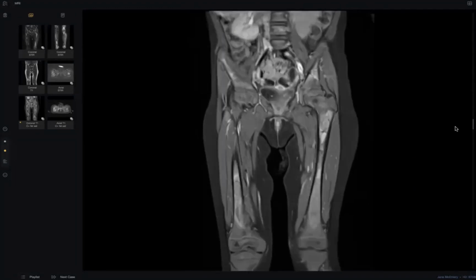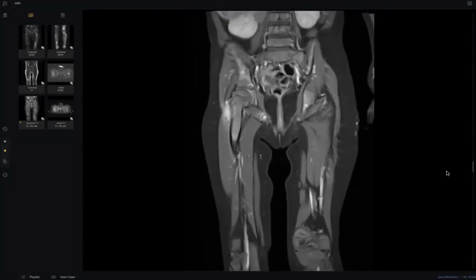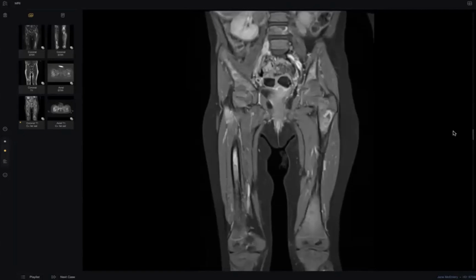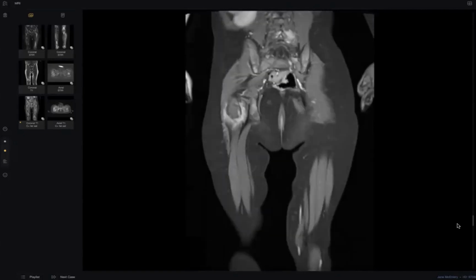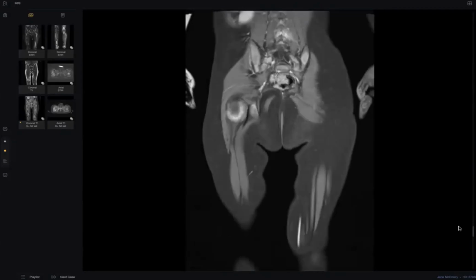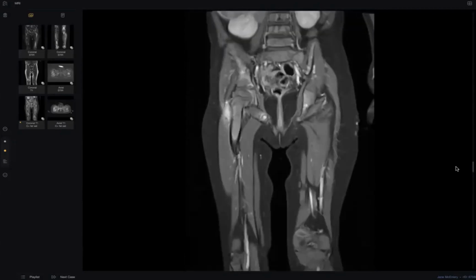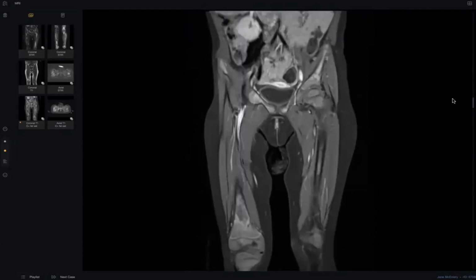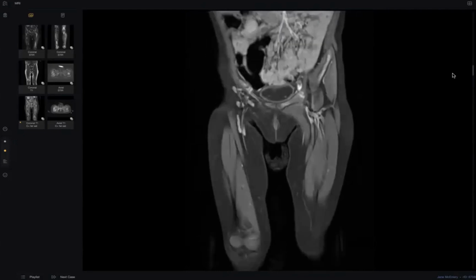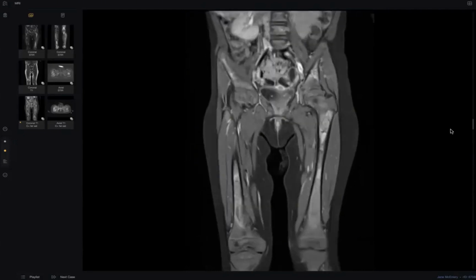Sir, if the axial images are available, I would like to examine them in the axial images as well. These are also showing post-contrast enhancement. And sir, this is a diffuse process which is involving both of the femora. Sir, I have three differentials for that: leukemia, lymphoma, or metastatic deposits. I would like to see in the axial images as well.